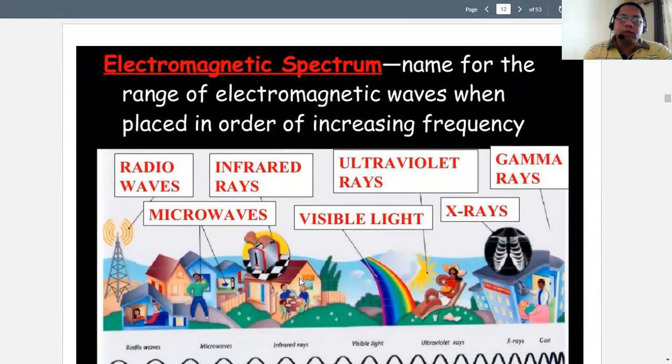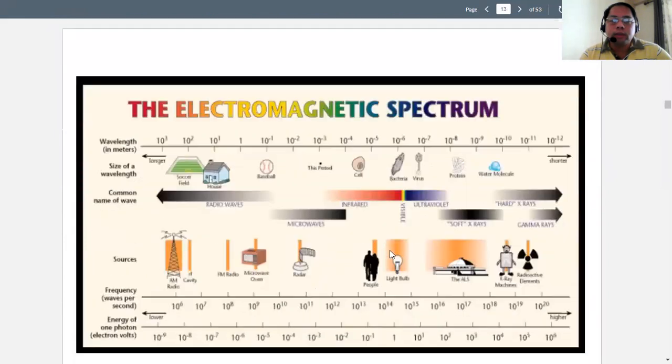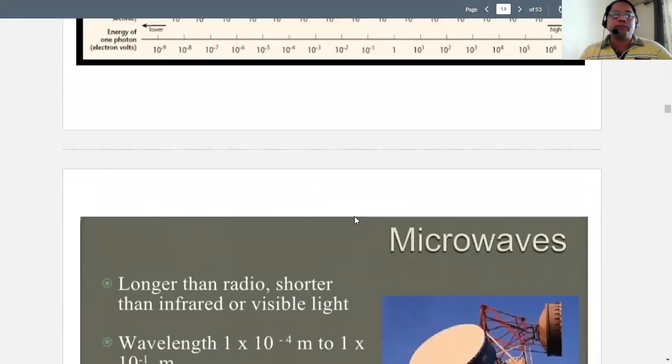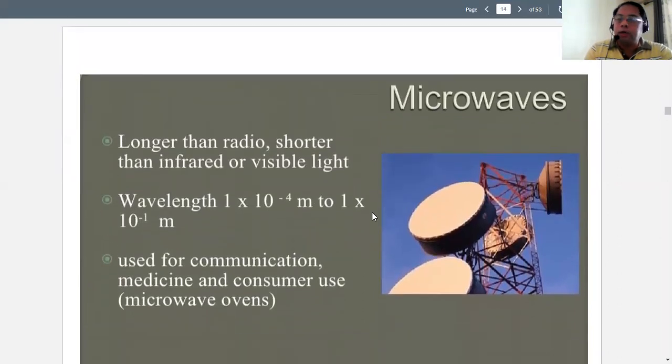So again, it's called a spectrum because it consists of several things inside it, and light is merely a portion of the electromagnetic radiation. So still, more on this electromagnetic spectrum. Some things that use electromagnetic radiation: we have microwaves, maybe we can use them in our phones.